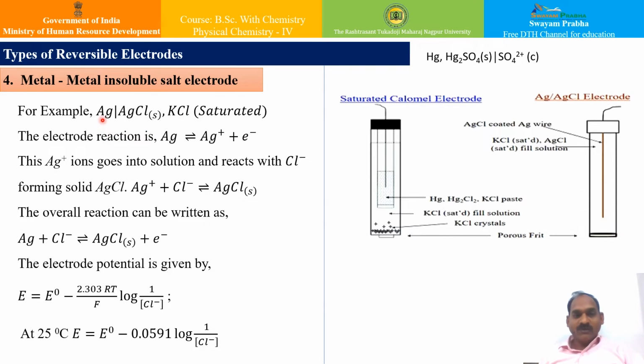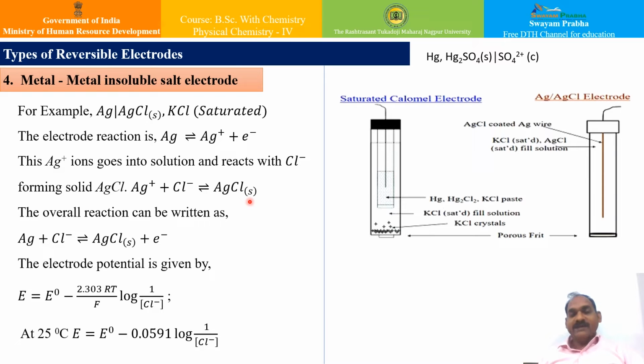So silver electrode is dipped in the silver chloride solution, and the silver electrode in presence of silver chloride, and it is in presence of saturated KCl solution, isn't it? So my electrode reaction goes like this: silver ions go into solution and react with chlorine, forming solid silver chloride. So my electrode reaction will be, if it is anode, look at it, oxidation, Ag plus Cl minus is giving you AgCl.